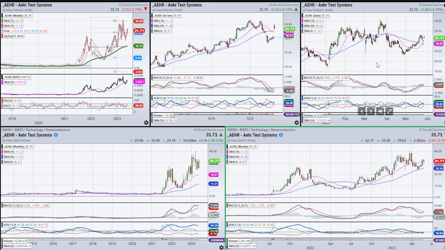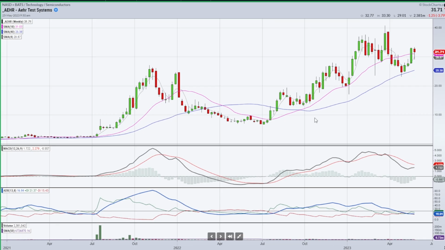AEHR. So we're a little awkward in the way this is set up. The pullback was a little deep, and so we still have rising moving averages. So yeah, it is a setup. You could argue we've got this higher bottom, right? We made a higher low here. We made a lower low here. It is a reverse divergence.